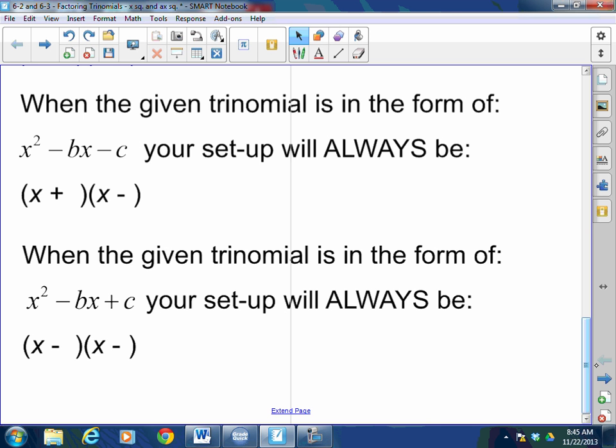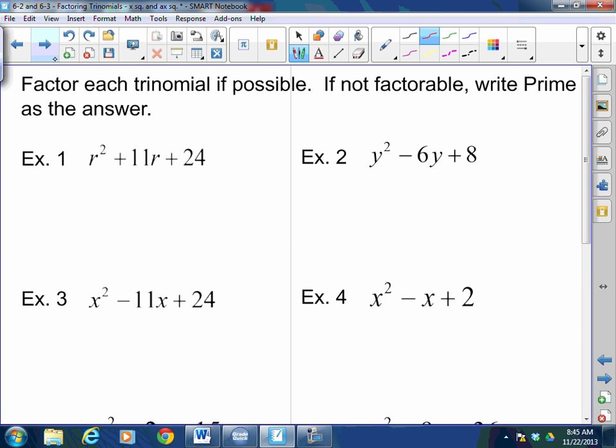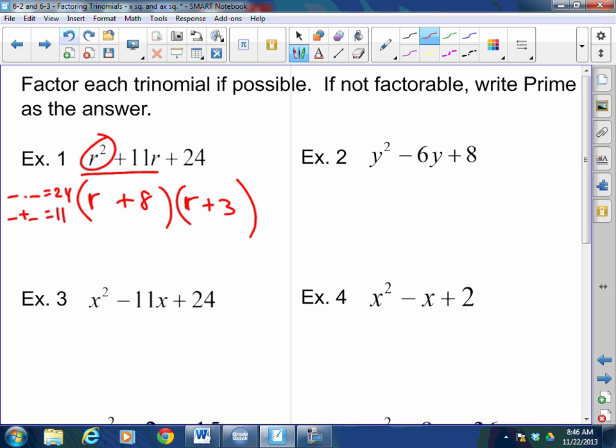Now, let's show you how this works, because it's magic. Okay, we got my setup. What's the power here? 2. So this is going to be an r and an r. Does everyone understand that first awesome step? What would it be if this was an r to the 8? R to the 4, r to the 4. You guys with me? Okay, but it's not. It's r squared. So half of 2 is 1, so r and r. Everyone's with me? Okay, what times what equals 24, but when added together equals 11? Absolutely, 8 and 3, you're done. 8 times 3 is 24, 8 plus 3 is 11.